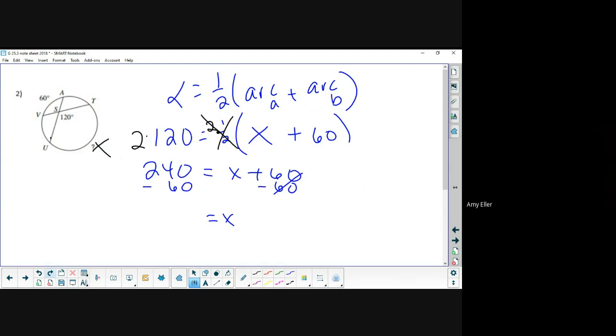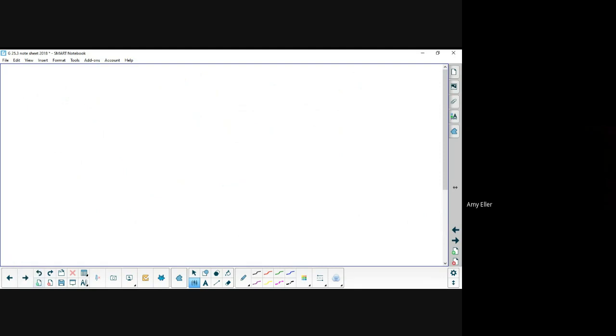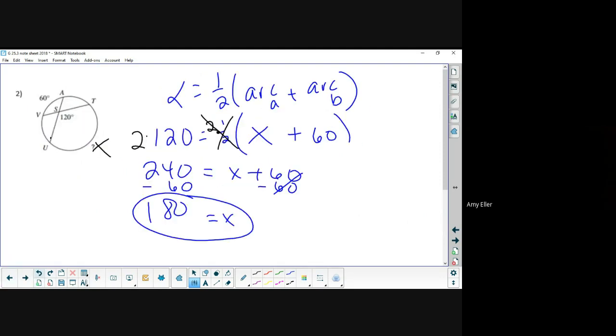$240 minus 60. So is this question different than the last one? Yeah. Here, my angle was the variable. Here, the arc was the variable, but it doesn't matter. I write this. I fill in the angle if I know it. I fill in the arcs if I know it. And then there will be one unknown that we can solve for.